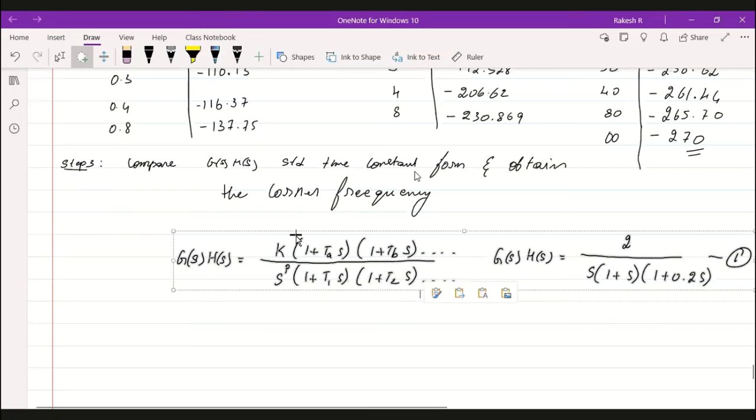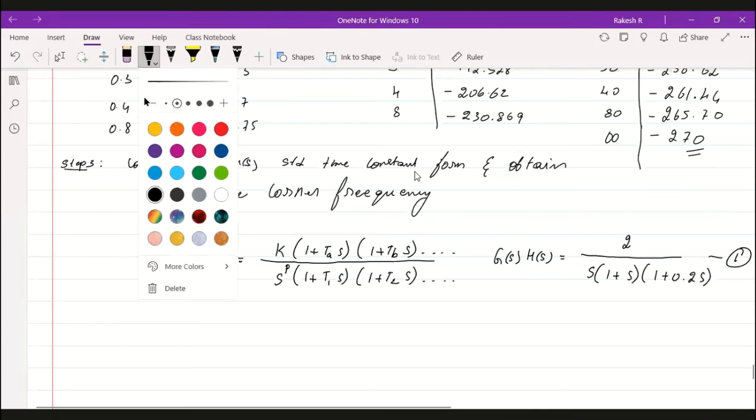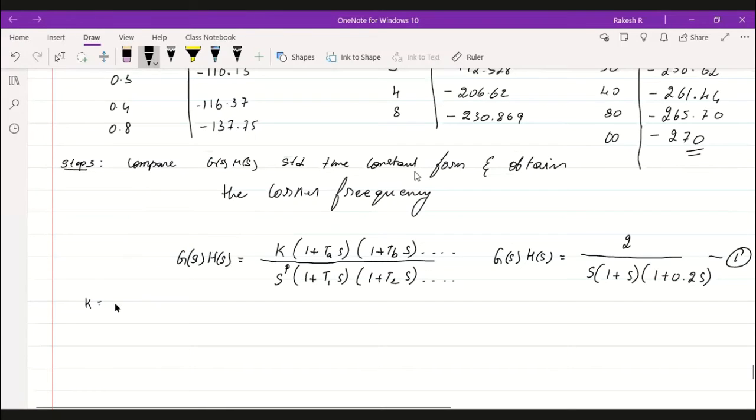Right, this is the equation we have. This is the standard time constant form. We need to compare this one. Now, comparing this, first let's note down the value of k. The value of k is 2, right? Value of k is 2 here, and T1 is 1 and T2 is 0.2. We need to take only these three factors.